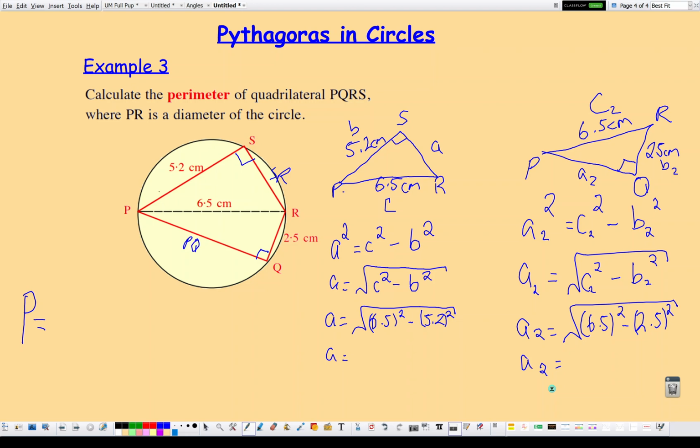Okay, so let's do the actual calculations and see if your answers match up with mine. So it's the square root of 6.5 squared minus 5.2 squared. So the first length is coming out at 3.9 centimetres. The second length is coming out at 6 centimetres. So the perimeter, therefore, is 6 plus 2.5 plus 3.9 plus 5.2.